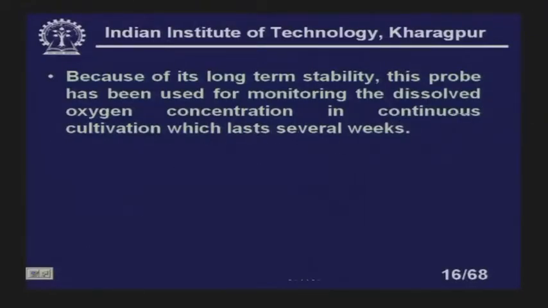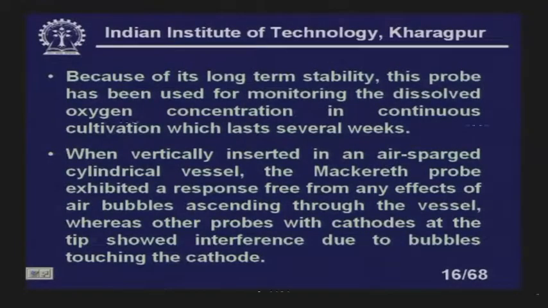Because of its long term stability, this probe has been used for monitoring the dissolved oxygen concentration in continuous cultivation, which lasts several weeks. In some cases I said 72 hours, in some cases it can continue over a week. In that type of situation this electrode is very much suitable, though the response time is quite bad, I should say. But it does not matter because I will not measure every minute, I may measure every hour, because if the reaction is going on for several weeks, obviously just reading the dissolved oxygen concentration every half an hour will suffice.